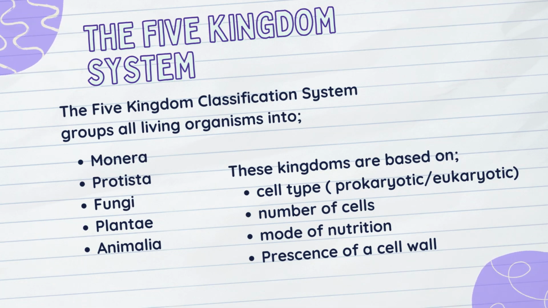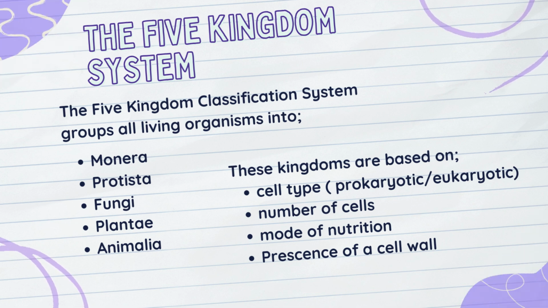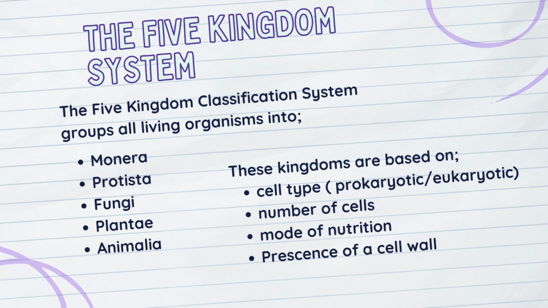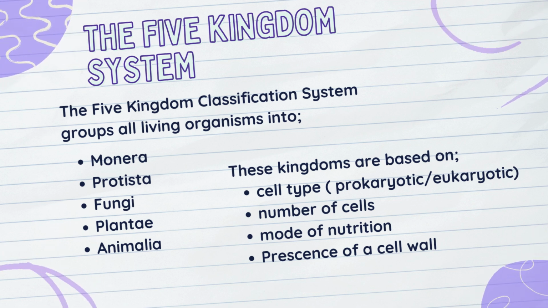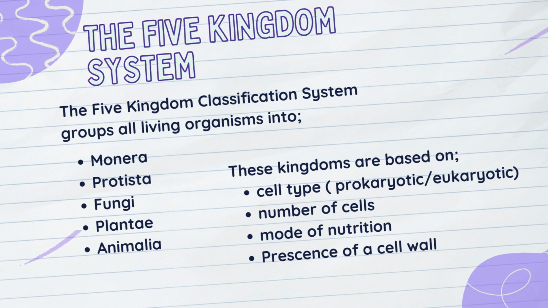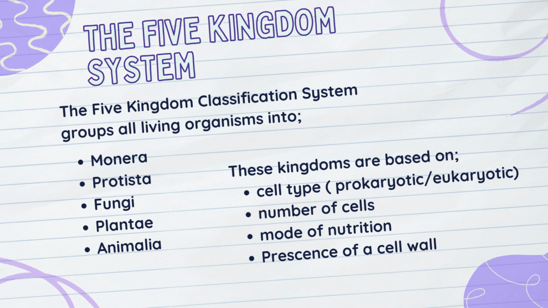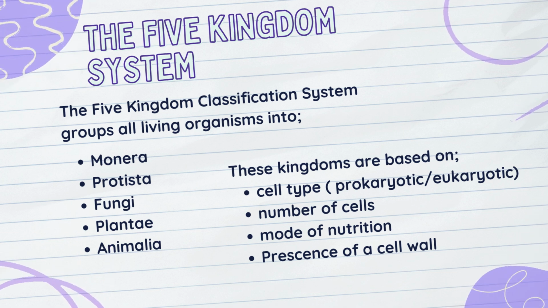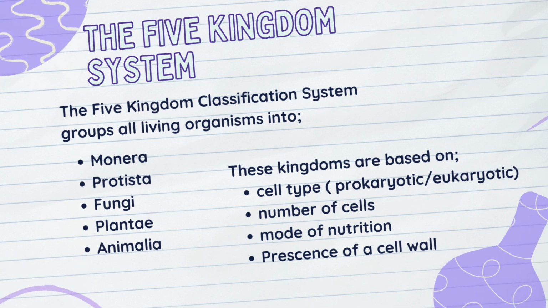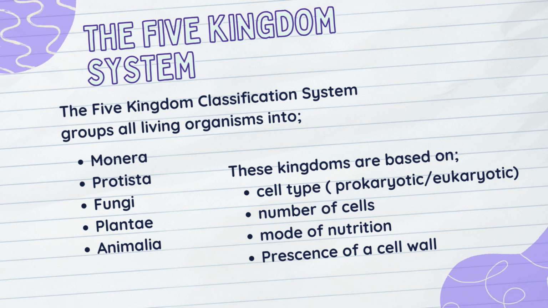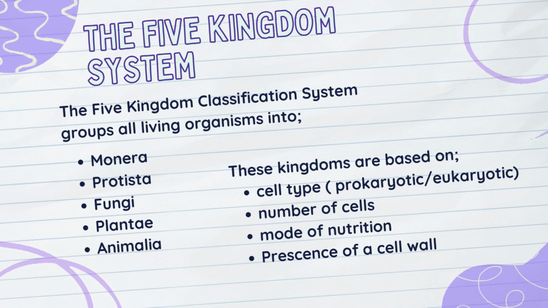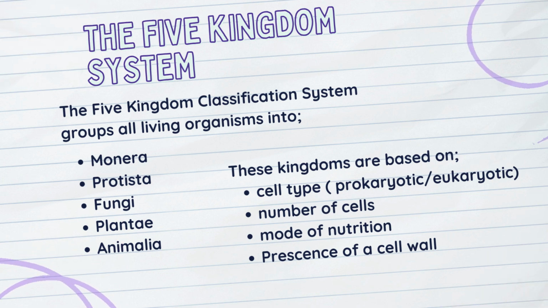So now let's look at the 5 kingdom system. The 5 kingdom system is a classification system that is used to group living organisms into different categories so that we can understand how they work and how to identify them as well. This is a classification created in science. In the kingdom system we have kingdom Monera, Protista, Fungi, Plantae, and Animalia as well.